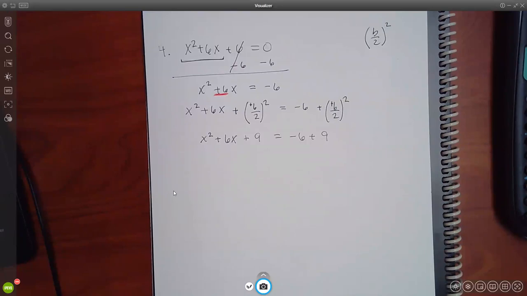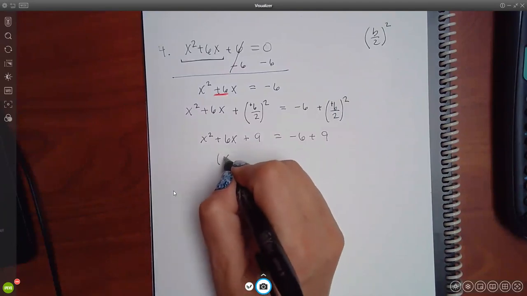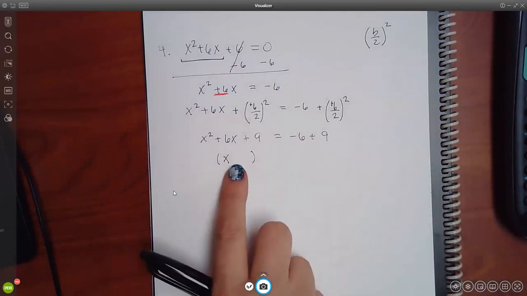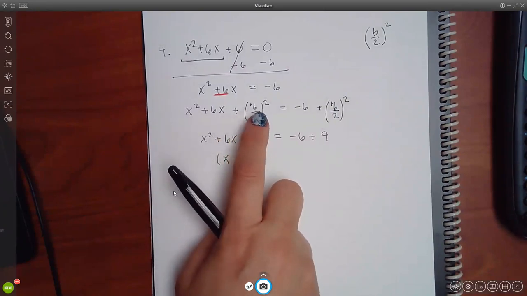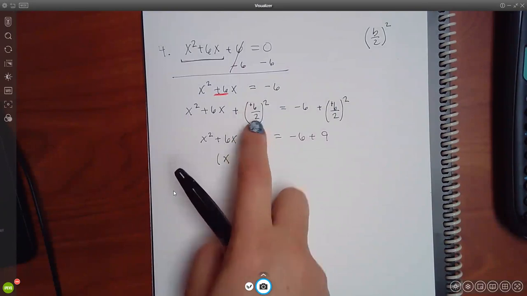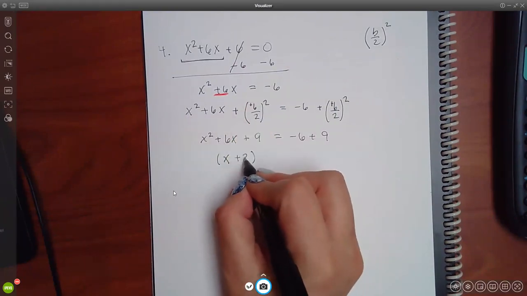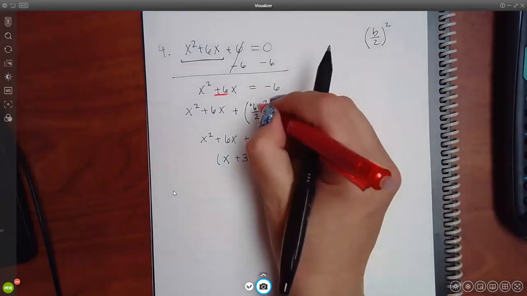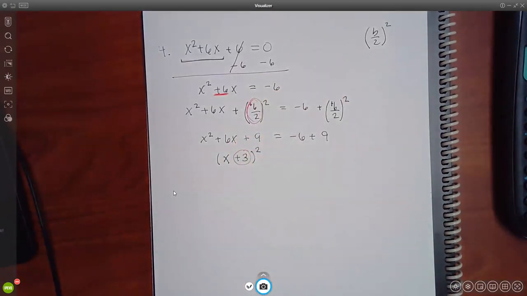Now for the left-hand side, there's two ways to do it. Either you factor it, however you're used to factoring, or you use that shortcut that I told you guys about. The shortcut is you put x, and then whatever you had in the parentheses before you squared it goes in there with it. So I had a positive 6 over 2. What do you get when you do 6 over 2? 3, and it'd be positive, right? So then you put positive 3 in here with the square. That's the shortcut, to use whatever's inside here. If it were negative inside there, I would put minus 3 in my parentheses.